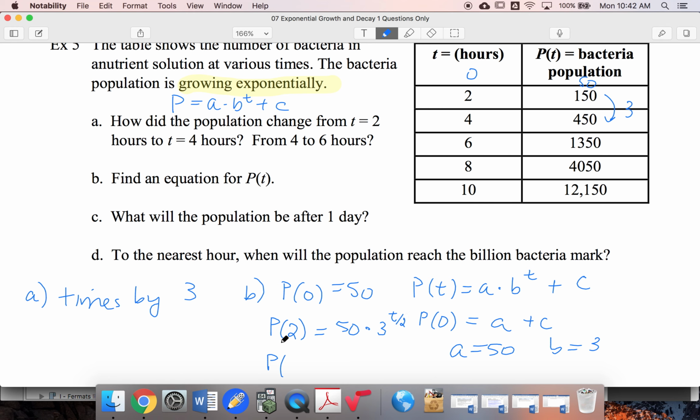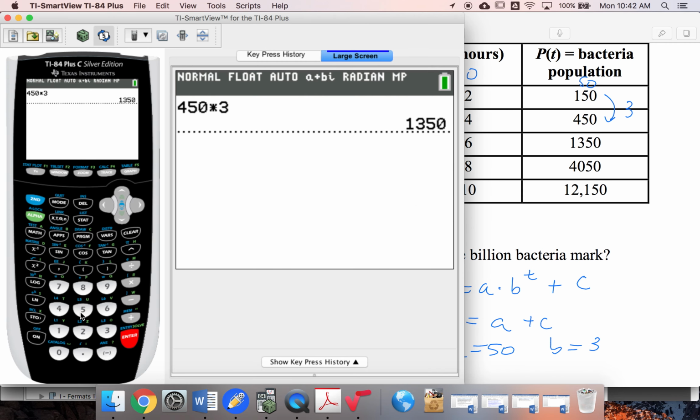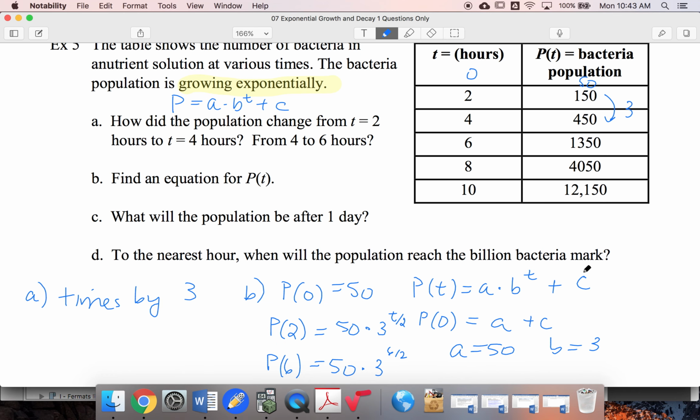So now if I plug in the 2, I get 3 to the first, which will give me 150. If I plug in my 6, 50 times 3 to the 6 over 2, that's going to be 50 times 3 cubed. So let's test it out. 50 times 3 raised to the 6 over 2. And hopefully I'm going to get 1,350. And sure enough, I do.